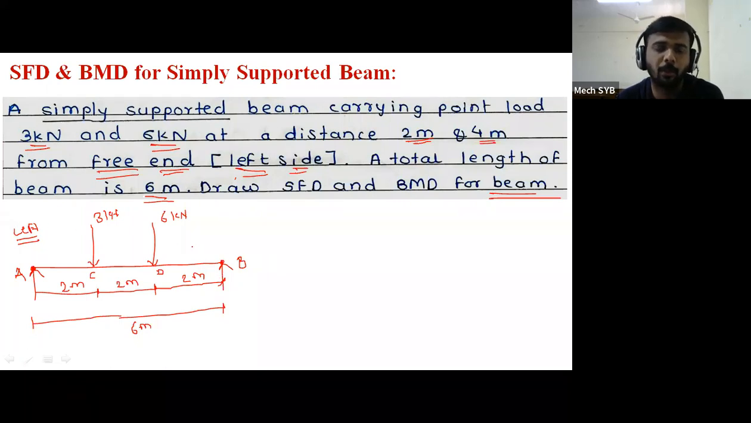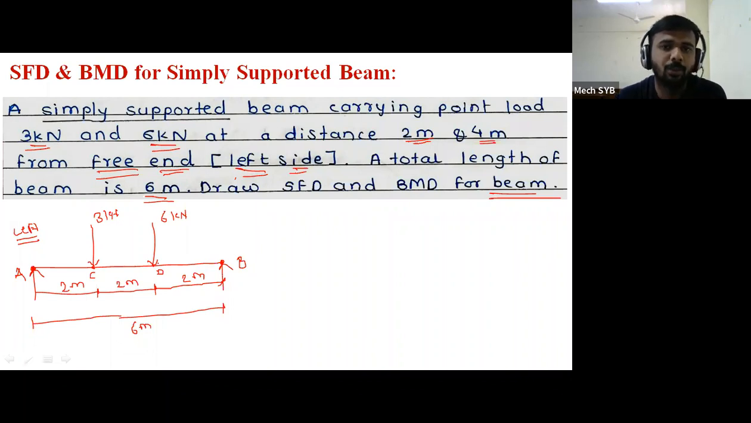Then 2 point loads are already given, that is point C. Point C has a point load and point D has a point load. Therefore, wherever the loads are there, at that point we have to give the name. It may be A, B, C, D, P, Q, R, S. Any name you can give. So now this is the loading diagram.